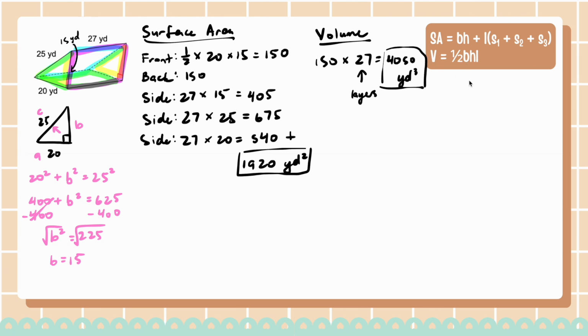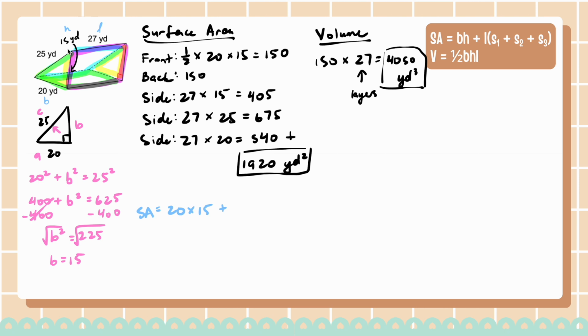All right, let's go ahead and practice applying these formulas. So I'm going to start off with surface area. So base times height. The base of my triangle, remember, was this 20. And then the height we solved for is 15. So I'm going to go ahead and start off with 20 times 15. And then we're going to add that to all of this. So my length in this case is going to be 27. That's how long the prism is.